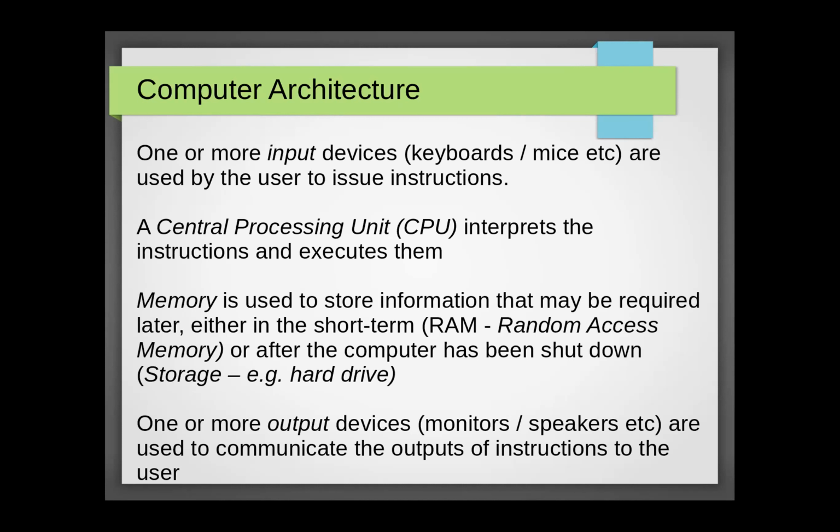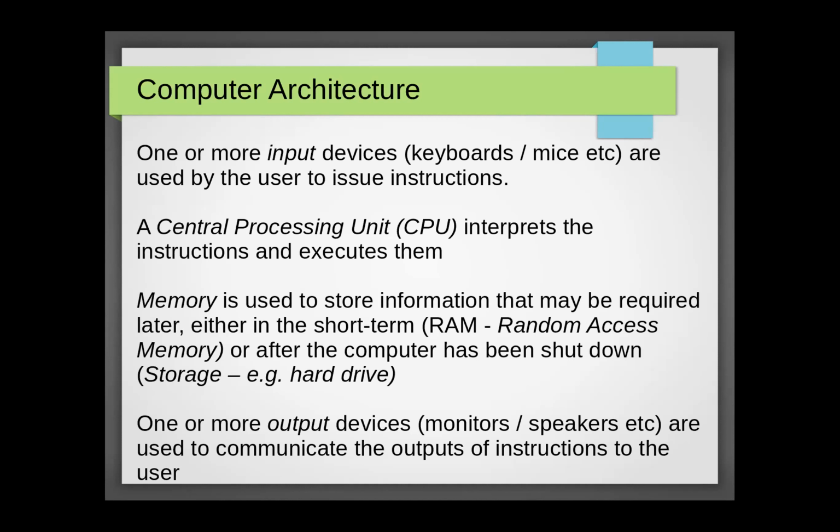We also have a central processing unit, or CPU. That's the central processor, which basically interprets the instructions that we give it, and it executes them. So we tell it what to do. The central processing unit interprets what we want it to do, and it will then go and order the computer to do it.